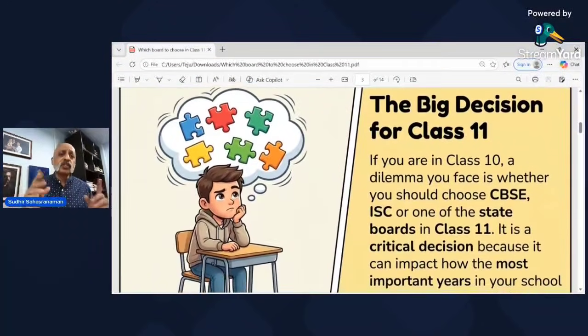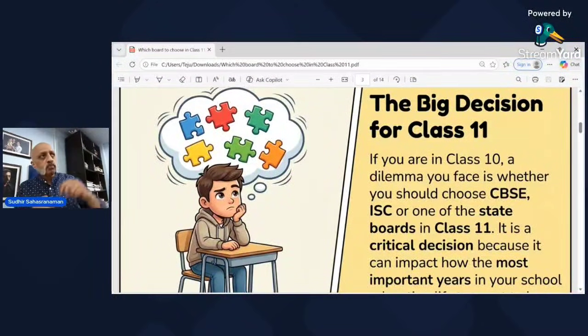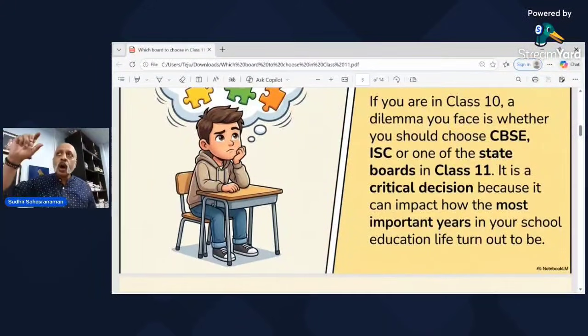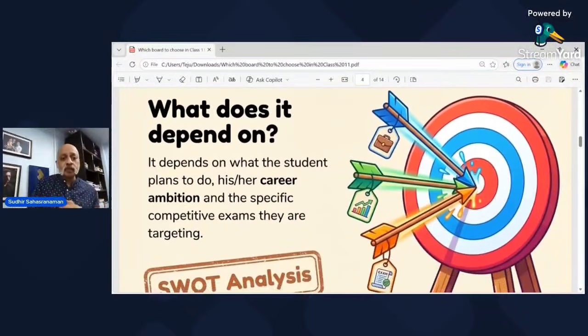Now, the big decision for class 11. Should you go with CBSE? Should you go for ISC? Or should you go for any of the state boards, depending on which state you are a resident of? Now, it is a critical decision because what you choose in class 11 and 12 pretty much decides what the immediate future after class 12 will be, right? I personally feel that you need to know what you plan to do after class 12, and that will impact your decision at this point in time, because there are some differences between the three boards which you need to be aware of.